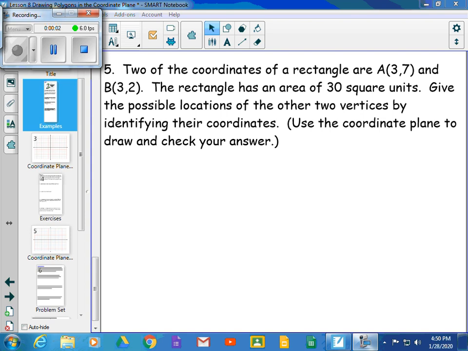Now let's go to example 5. It tells us two of the coordinates of a rectangle are (3, 7) and (3, 2). The rectangle has an area of 30 square units. Give the possible locations of the other two vertices by identifying their coordinates. Use the coordinate plane to draw and check your answers.